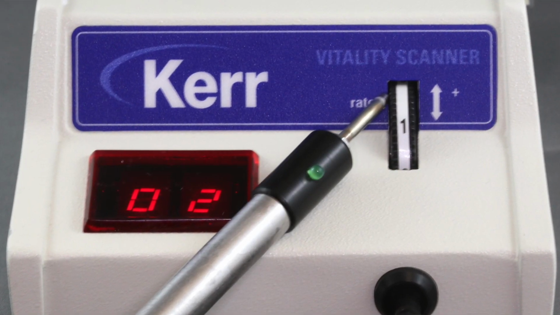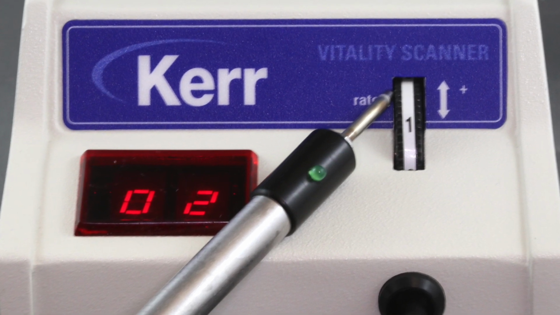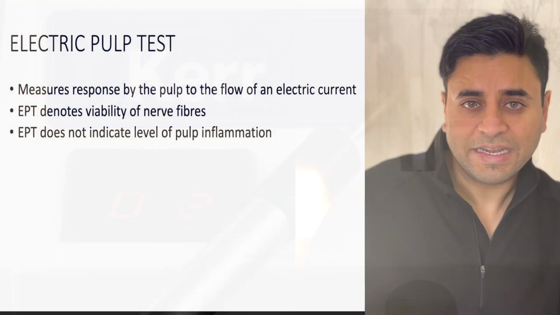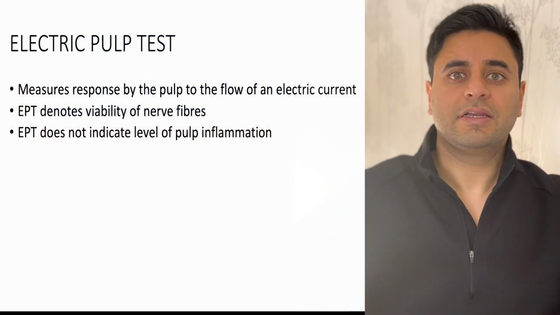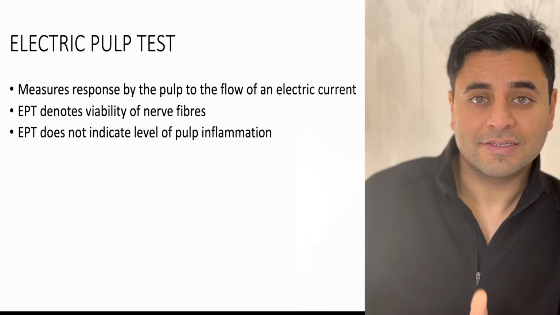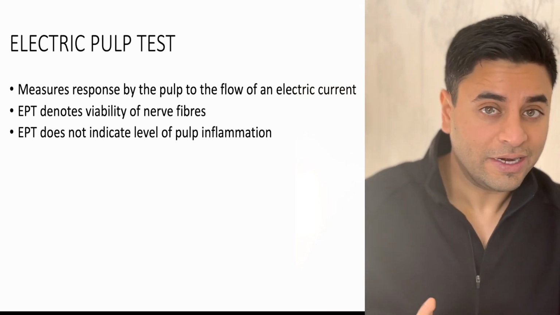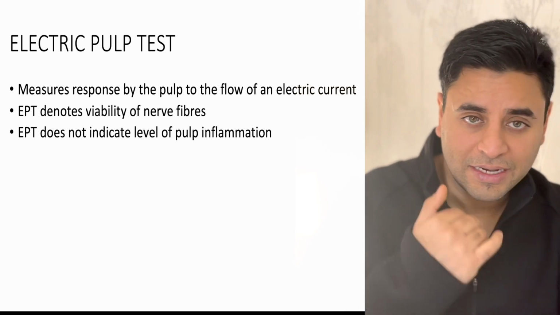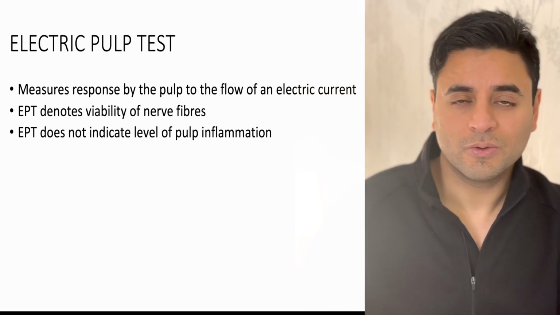It does not mean that if one tooth has a reading of 20, another tooth has a reading of 50, another tooth has a reading of 79, they all are considered vital, while the tooth with a reading of 80 is considered non-vital. So it does not indicate the level of inflammation, how inflamed it is, or the level of the current flow. Ignore all those things.